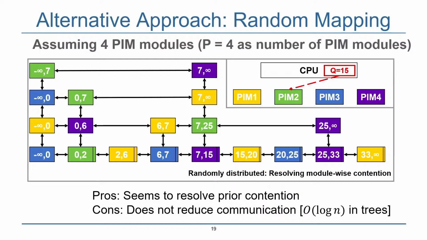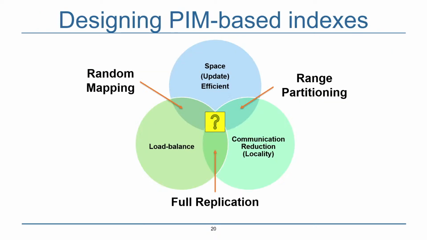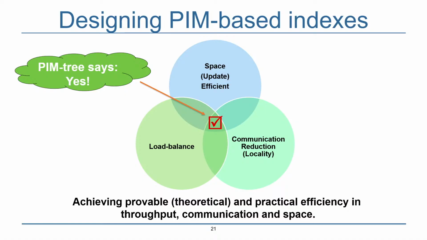Suppose you have a query that's 15, and you randomly shuffle things. First we'll go to PIM-2, that's some communication. You can probably send it back to the CPU, or even if you leave it there, it's still going to go from 2 to 4, and 4 to 1, and 1 to 2, and all the way. So there's a log n communication. And that's a problem. We have this kind of contradiction here, and we show that we can actually solve it.